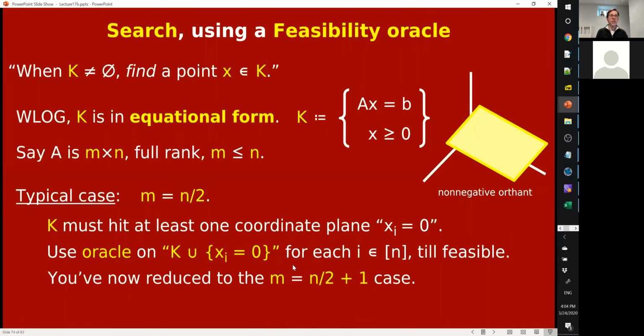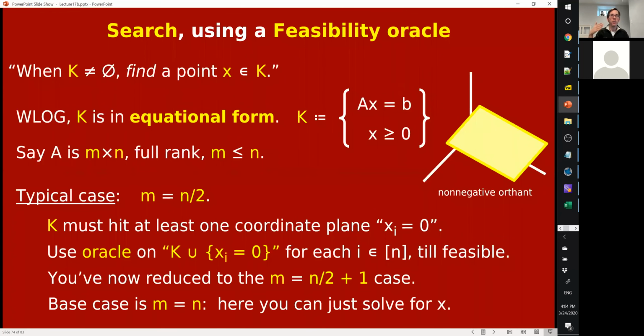Once you get the yes answer, you know that it's consistent with K to throw in this xi equals 0 that you found. You throw it in there, and now you've got one more equation. So you reduce to the m equals n over 2 plus 1 case, and then you can repeat. You just repeat, finding a coordinate plane that you can consistently throw in. And finally, you'll get down to m equals n. You'll have a system of linear equations, and you've maintained that it's always a subset of K, it's always in the non-negative orthant, and it's feasible. So then you just solve that system of equations, and you've found your x.